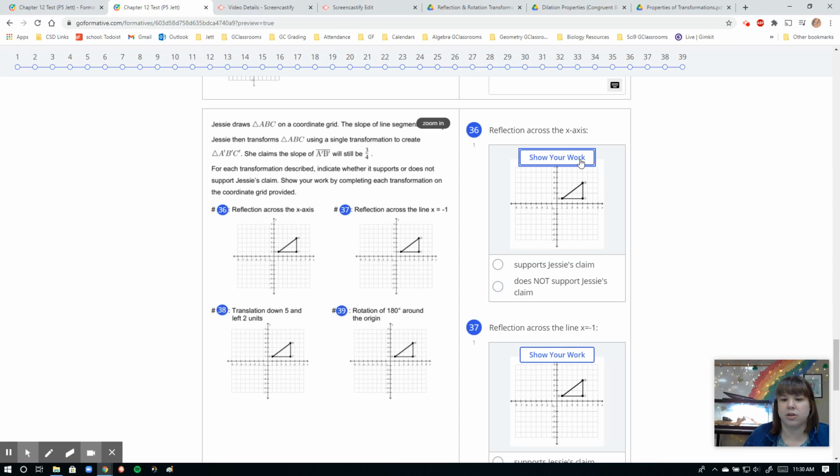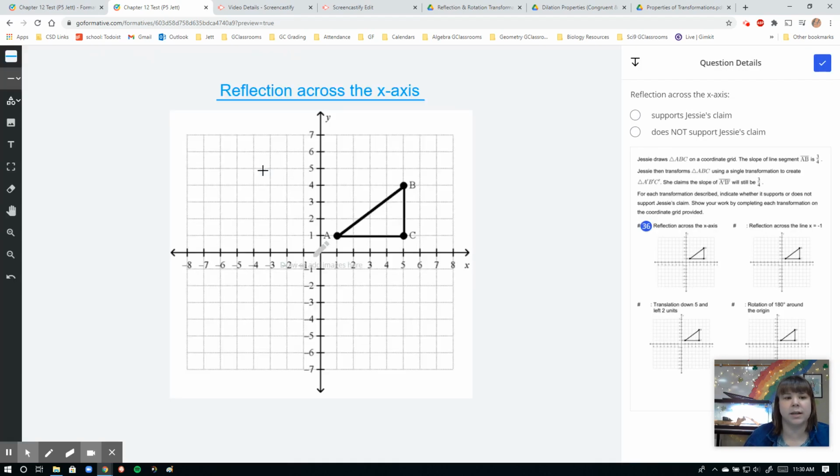So I'm going to go ahead and click on show your work. We need to perform the transformation that's described and then figure out, okay, is the slope preserved? Is the slope still positive 3/4, meaning rise 3, run 4? So let's go ahead and do the reflection across the x-axis. So our x-axis is right here, and we're just going to reflect the image. When we go from the pre-image to the image, reflecting across the x-axis, the only thing that's going to change is the sign of the y value. So instead of 1, positive 1, it's going to be 1, negative 1.